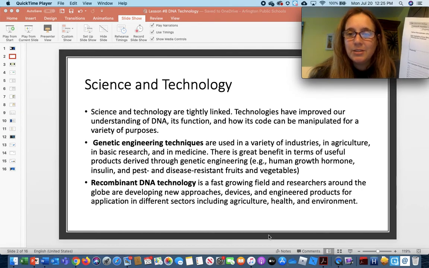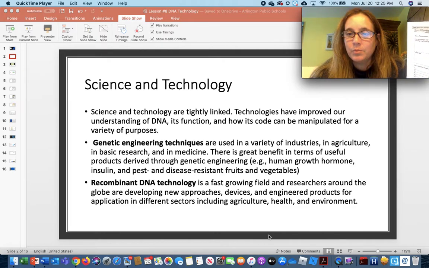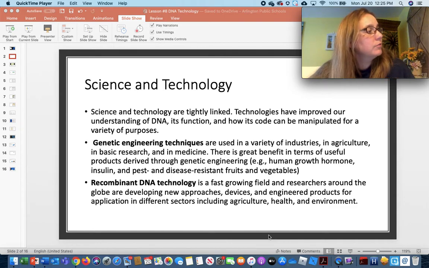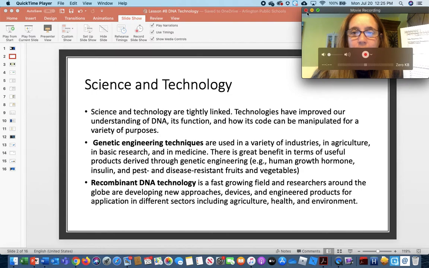Today we're going to continue our molecular biology unit and we are going to do our lesson 8, DNA technology. So take out your note taker for lesson 8 and get ready to take some notes. All right, here we go.